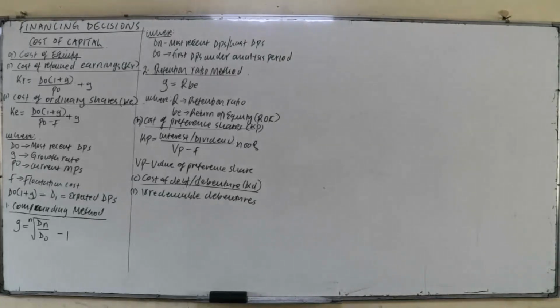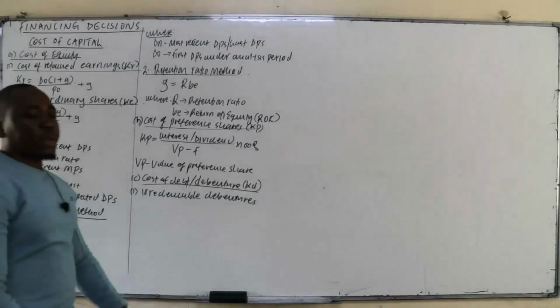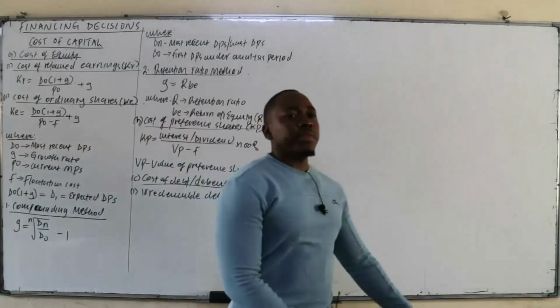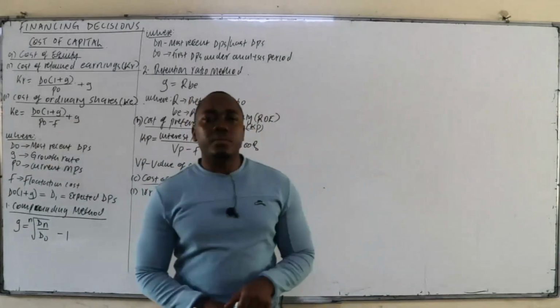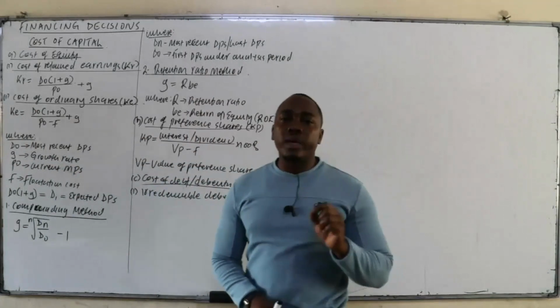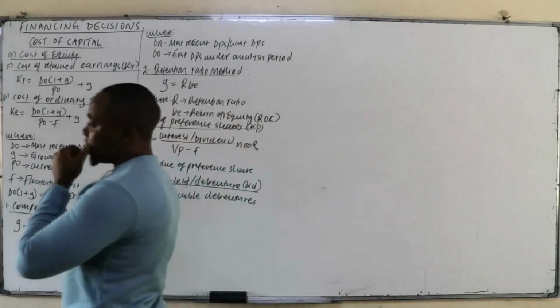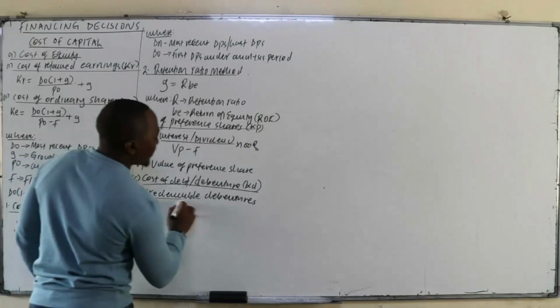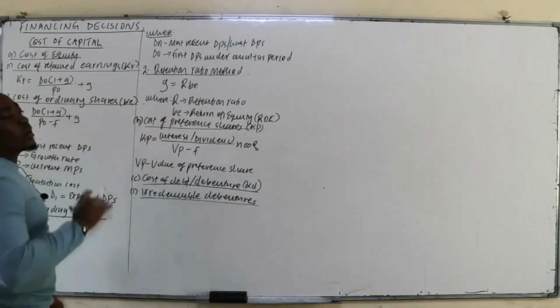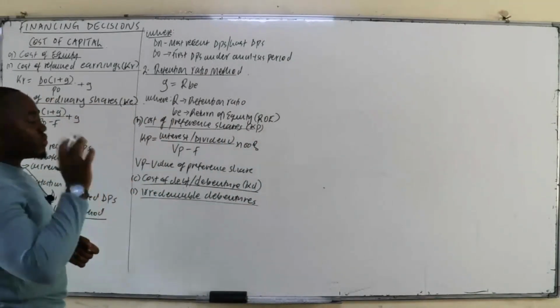They are expected to remain outstanding to infinity. That's what you call an irredeemable debenture. They are those debentures that will not mature, so they are meant for the company to perpetuate.